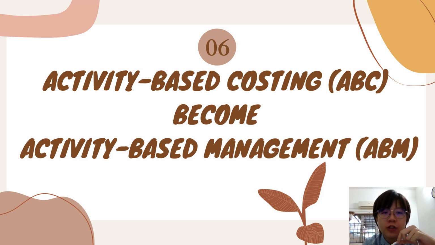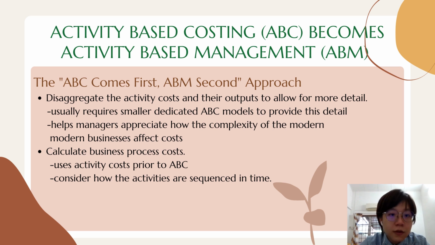Okay, so now I'm going to continue with how activity-based costing, which is ABC, becomes activity-based management, which is ABM. First of all, with the ABC comes first and ABM second approach, or using the ABC to become ABM, we use the ABC for strategy analysis to take advantage of strategic opportunities that will quickly bear fruit.